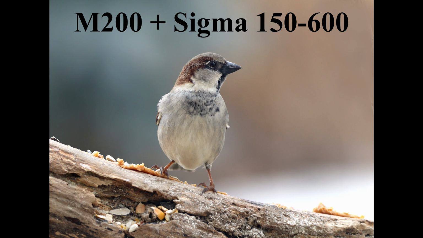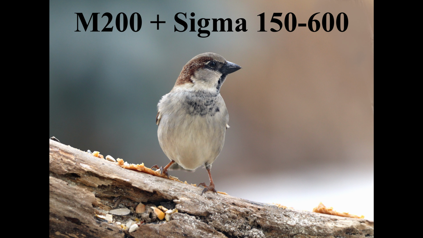Now with smaller sensor cameras, you got to get the background further away and you have to get closer to the subject. So, you know, in the essence of the next photo, here is the M200 with the sparrow. And again, very much 150 to 600, the background's pretty much thrown out of focus.